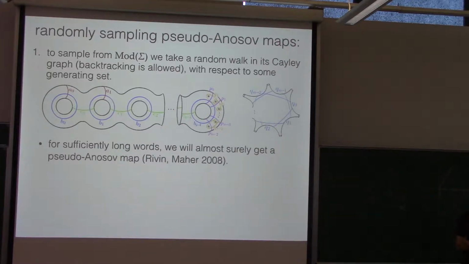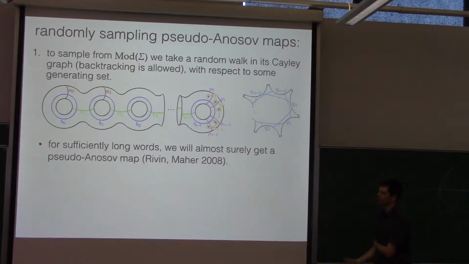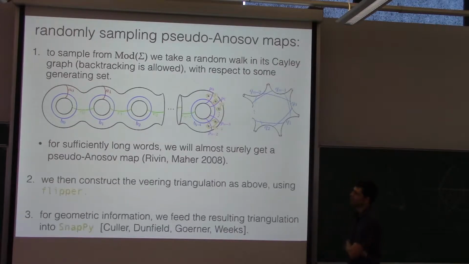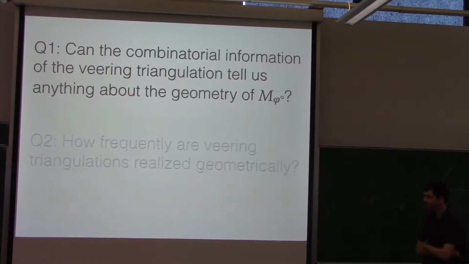If I do a random walk, then I get some element, and that element is going to be a pseudo-Anosov. Almost surely, if I take my words long enough, by Rivin and Maher, I'm pretty much definitely going to get a pseudo-Anosov. That gives me the foliations, and then I get the singular flat structure, and then I build my triangulation. I construct the triangulation with Flipper, and for geometric information, I feed the results into SnapPy. This gets us back to our first question: do we get any geometric information by looking at the combinatorial information of the veering triangulation?